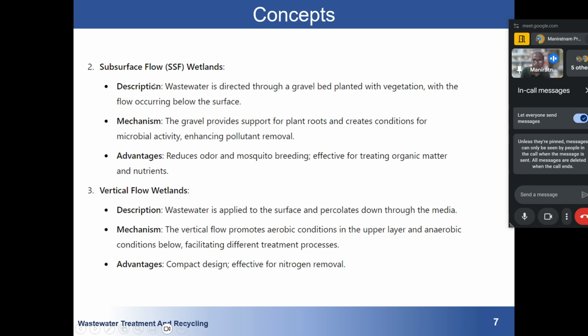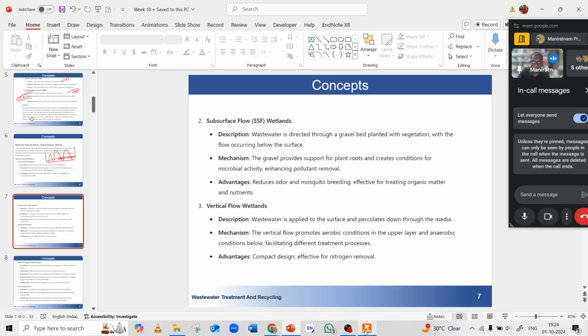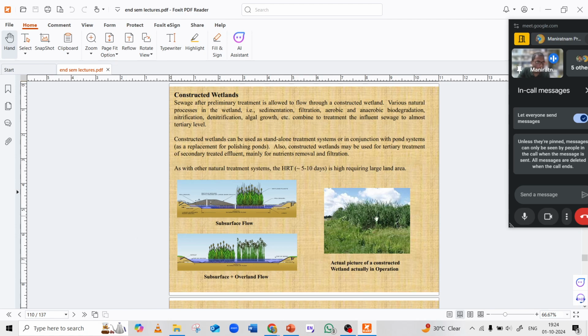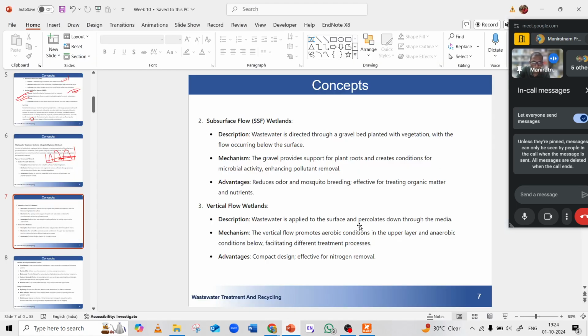We have already looked into subsurface flow. Then there is vertical flow. Here we are seeing that water is passing horizontally, from here to here. There is also some kind of arrangement where the water passes vertically, which is a more advanced thing. Water is applied to the surface and flows down through the media. So some media will be there, and water will be flowing vertically. The vertical flow promotes aerobic conditions in the upper layer and anaerobic conditions below, facilitating different treatment processes. Compact design, effective for nitrogen removal.